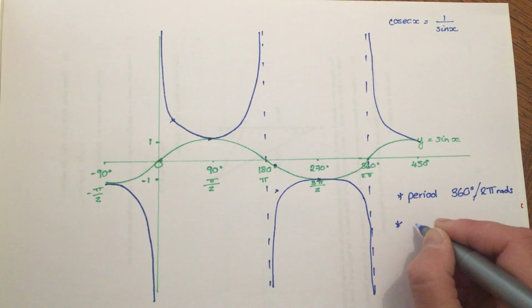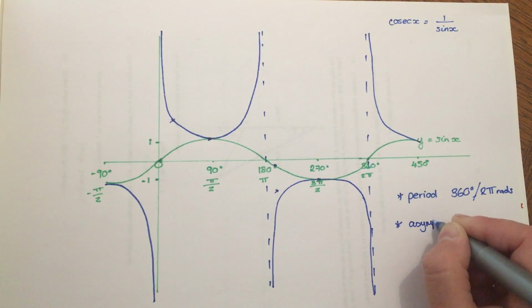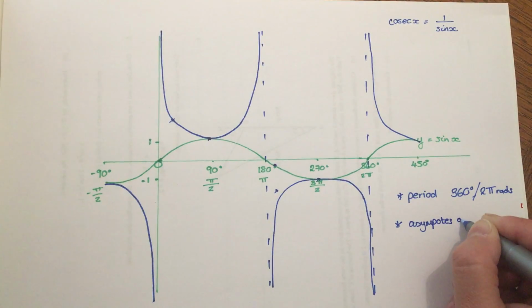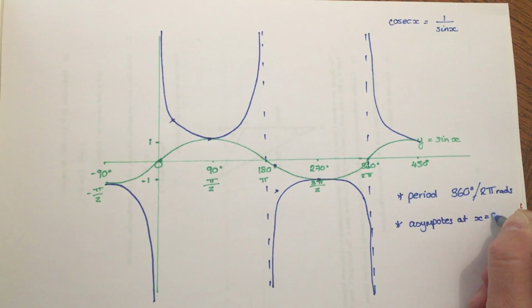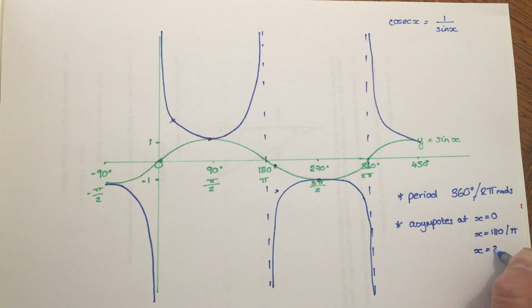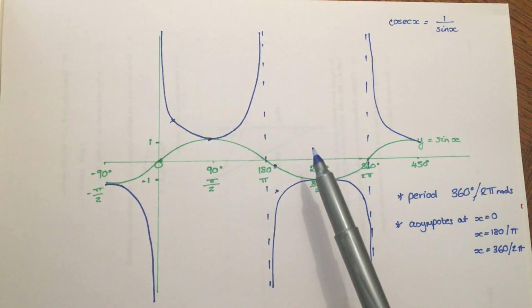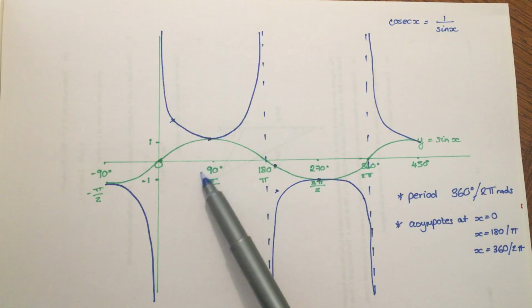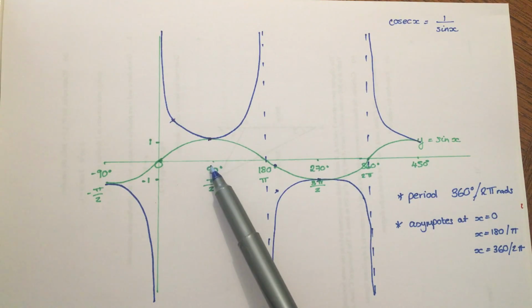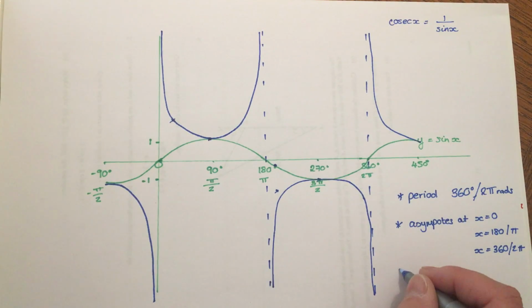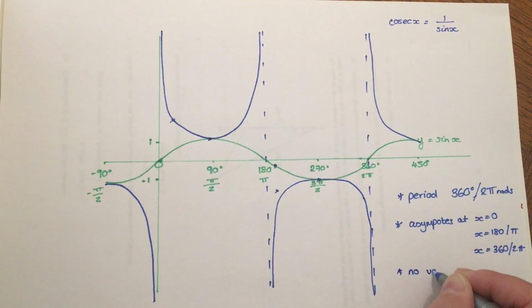You can see it's got asymptotes at x equals 0, x equals 180, or pi, at x equals 360, or 2 pi. And it will repeat like that. You can see that the graph of cosec does not have any values between -1 and 1. It doesn't exist between -1 and 1. So no values between -1 and 1.